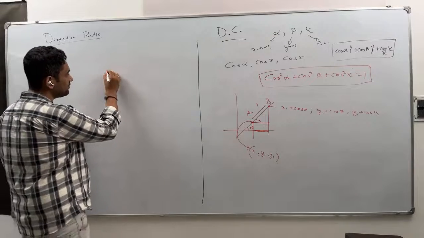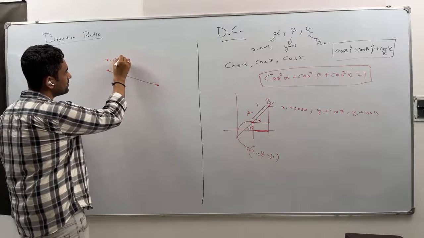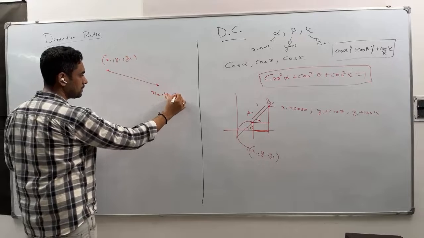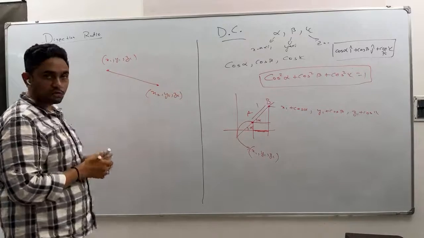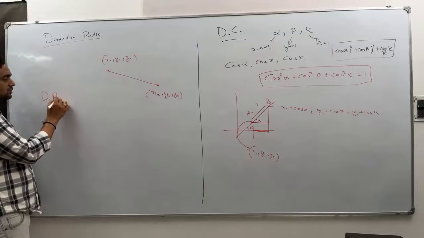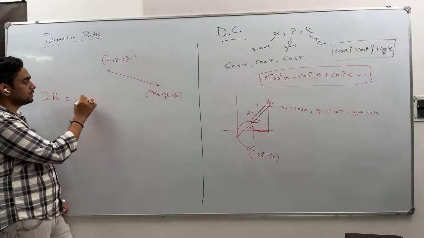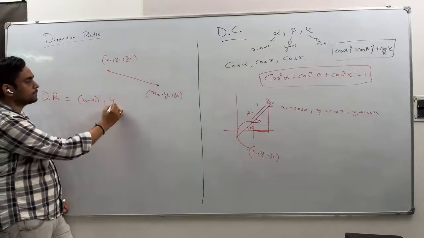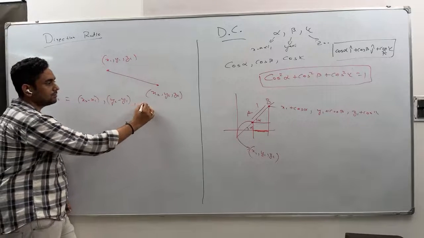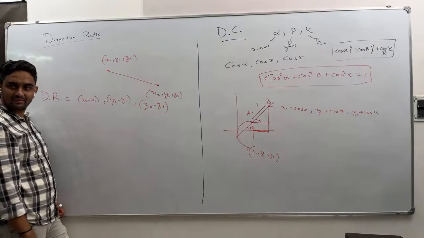And let's say you have 2 points. One point is x1, y1, z1. The other point is x2, y2, z2. So what will be the direction ratio? The direction ratio will be nothing but the difference of their coordinates. So I'll write it as x2 minus x1 along x, comma, y2 minus y1 along y, and Murugasan, do not sleep, z2 minus z1 along z.